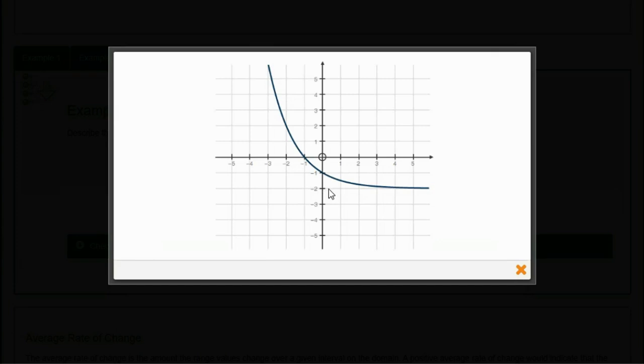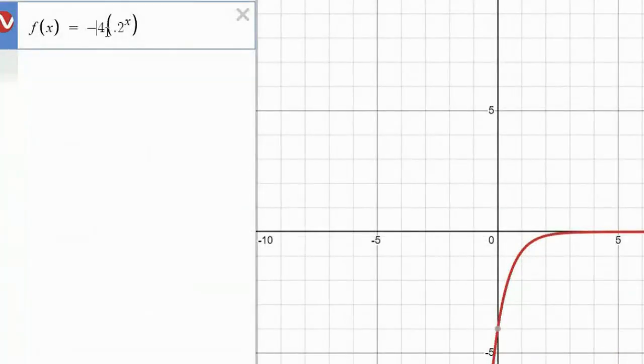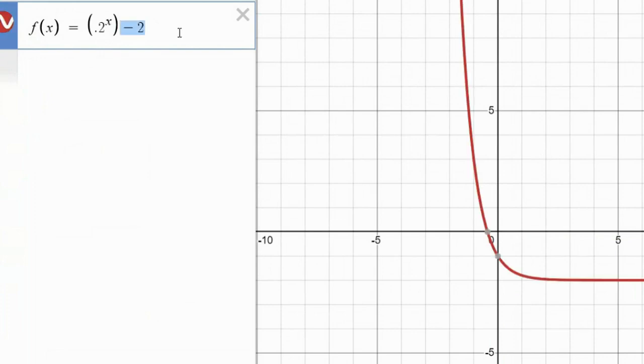Y equals negative 2. So obviously this is a base that is smaller than 1 because it's decreasing. But we've translated it down. What does that look like? Let's talk about that. So there's a base smaller than 1, 0.2. How did it get to where it had an asymptote down here? It's a translation. If we just subtract 2 on the end, that's that k value, negative 2.